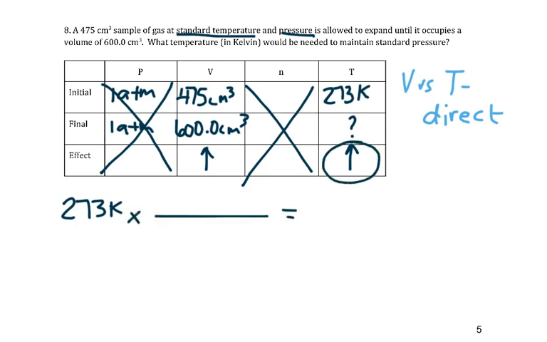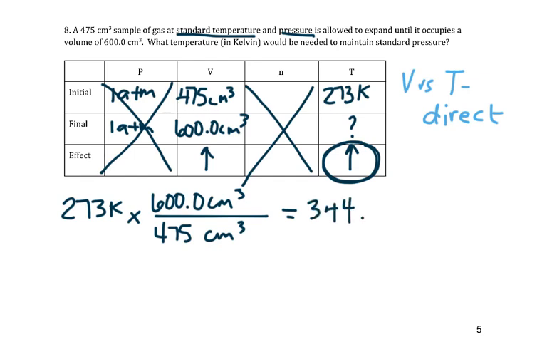Okay, according to my effect arrow, the large number should go up top, so that's 600, with 475 on the bottom. When you do this math, you should get, as a calculator answer, 344.842, give or take some decimals.